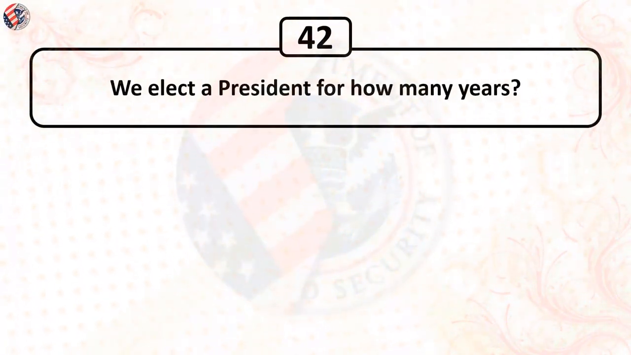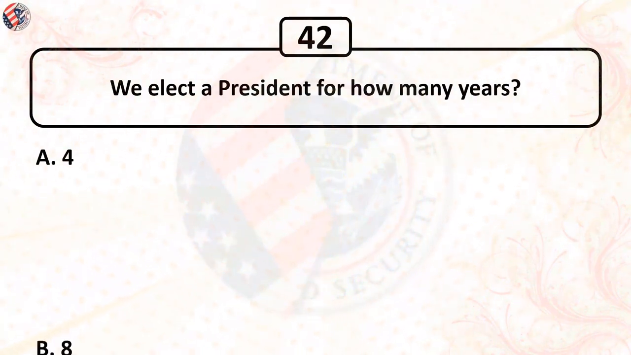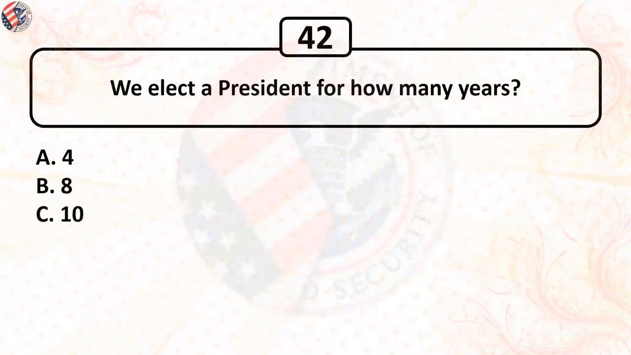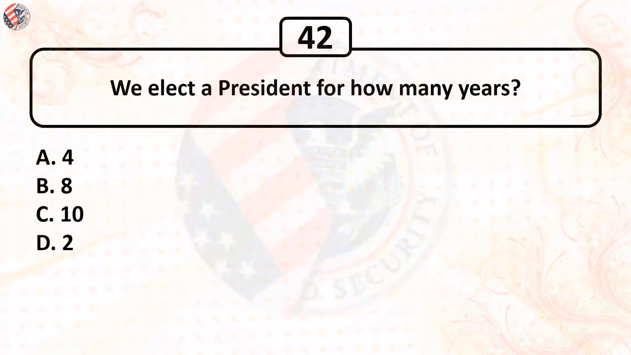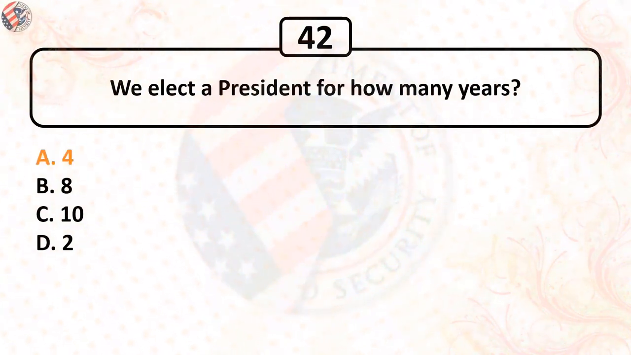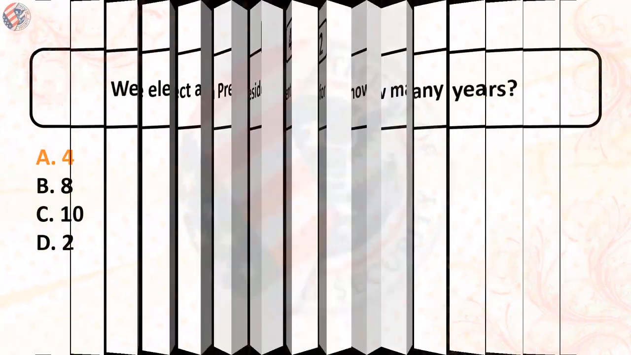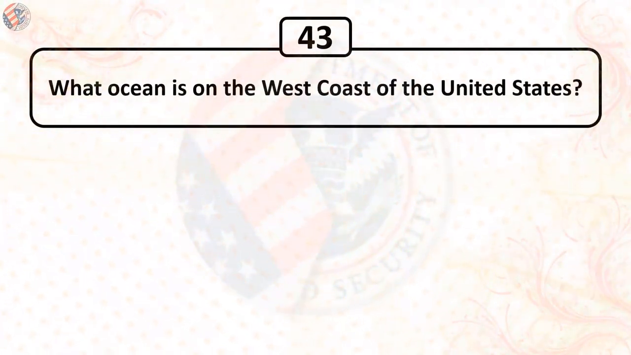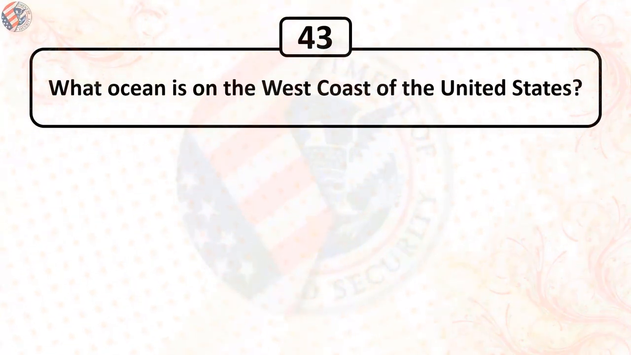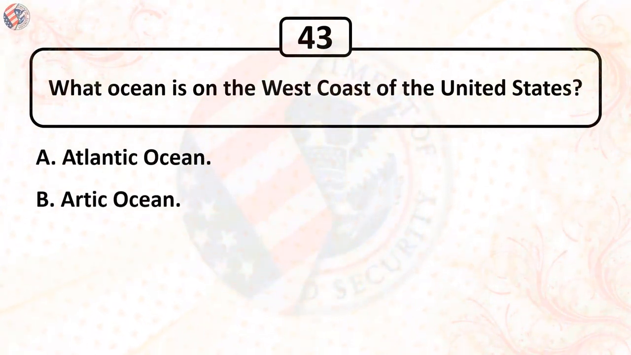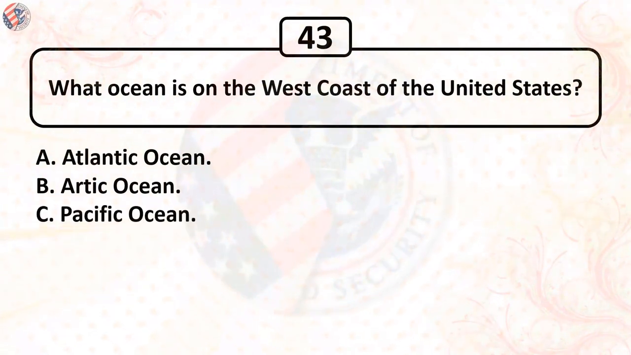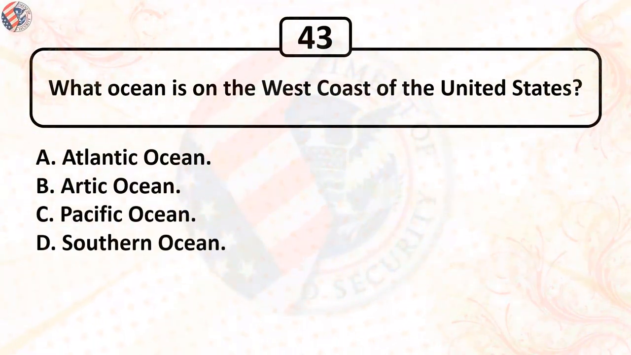Elect a president for how many years? A. 4. B. 8. C. 10. D. 2. What ocean is on the west coast of the United States? A. Atlantic Ocean. B. Arctic Ocean. C. Pacific Ocean. D. Southern Ocean.